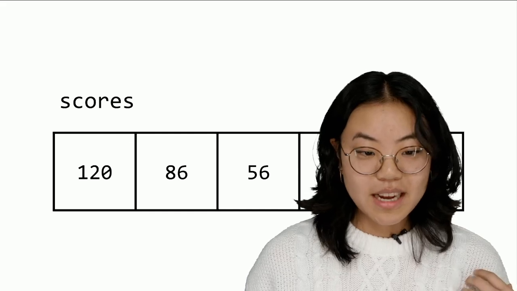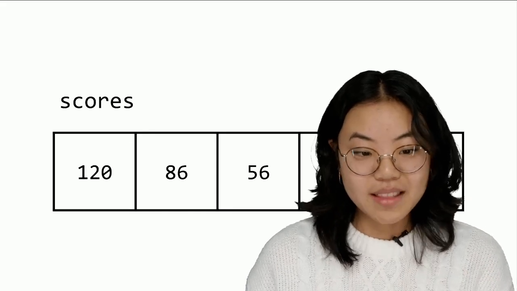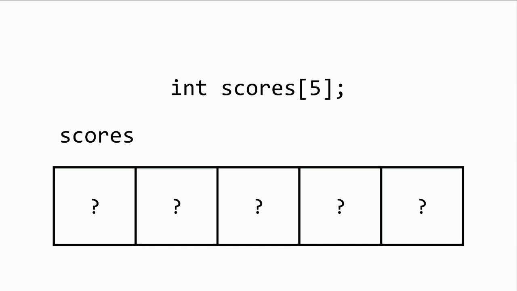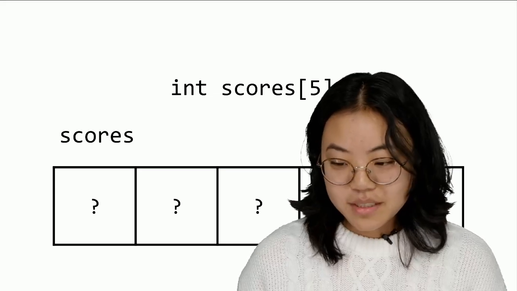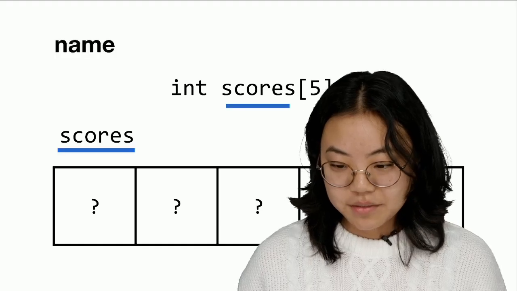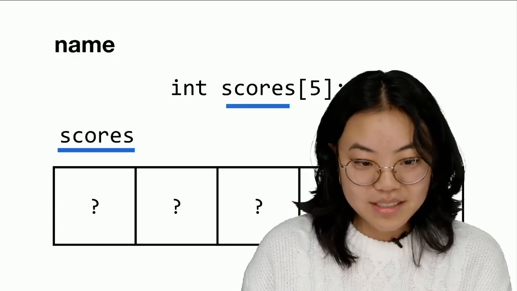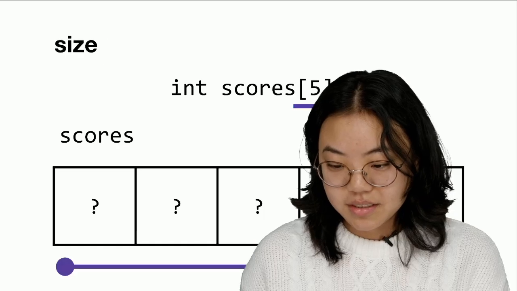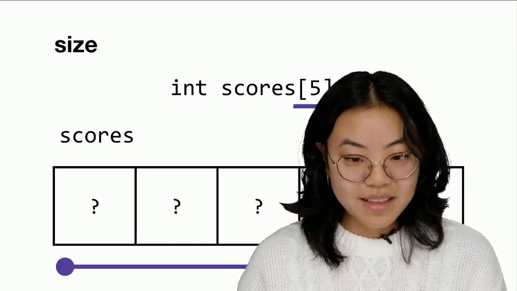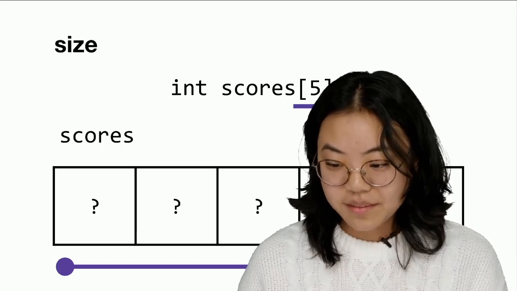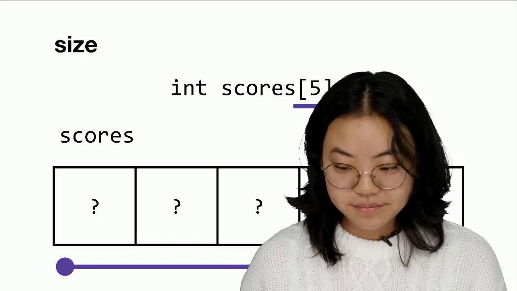So if I were to try to actually declare this array, how do I make this array? You might write a line of code that looks sort of like this. So we have int scores, square brackets, 5. And so what is this actually composed of? First we have the name. So we have a name of the array, in this case called scores. We also specify the number of items we're going to have in this array, which in this case is 5.